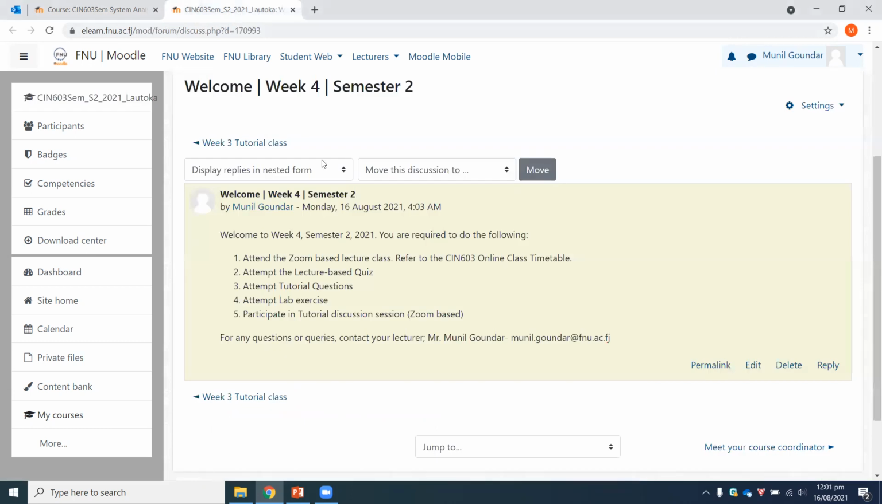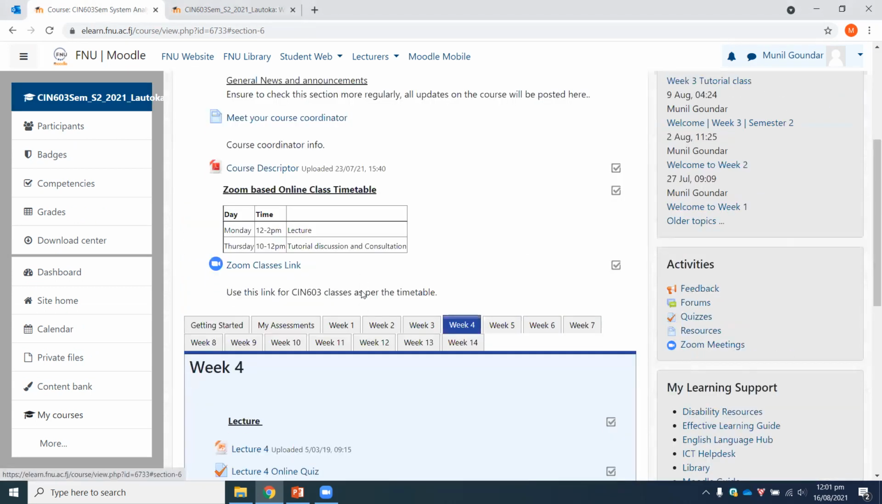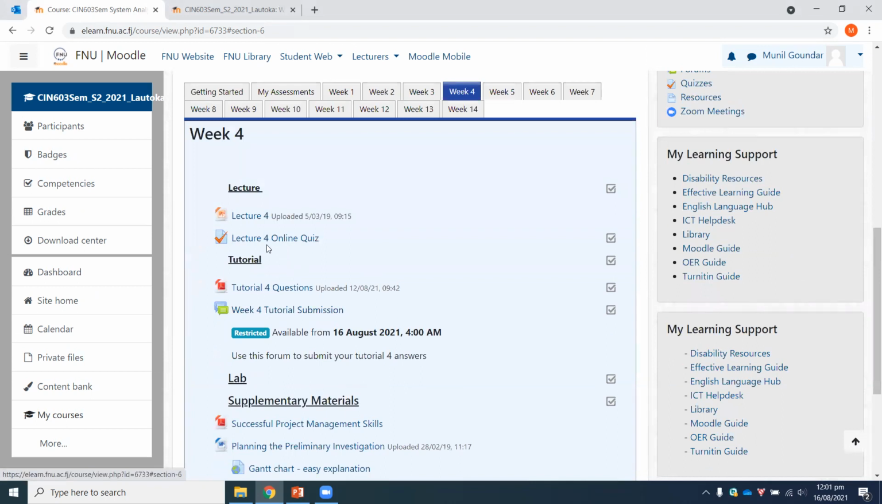We have these things in line for the week. Okay, so we have a Zoom-based lecture class that you're attending at the moment. Moreover, you have a lecture-based quiz. This is the week 4 lecture-based quiz. You should be able to find it within the week 4 section of the Moodle shell.